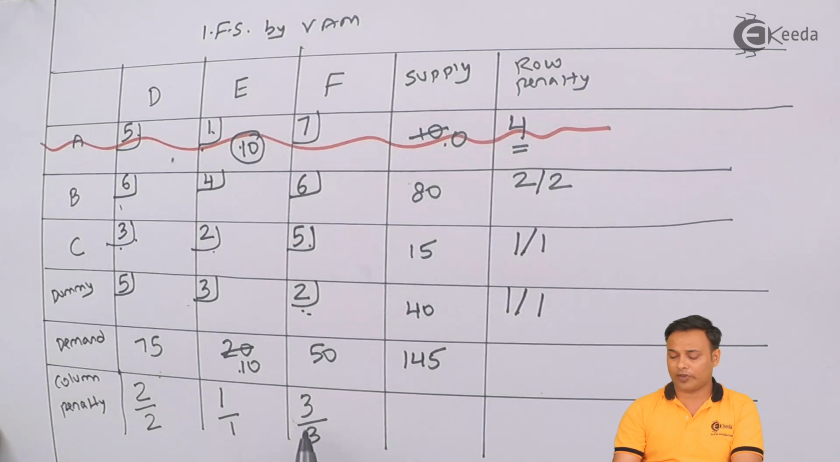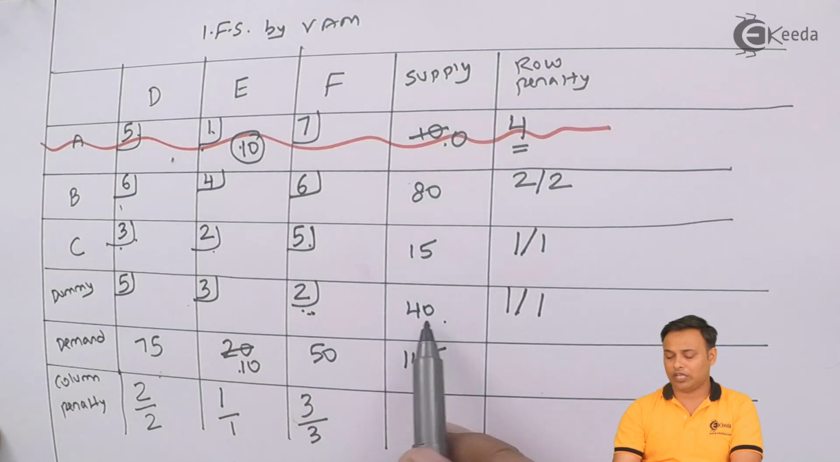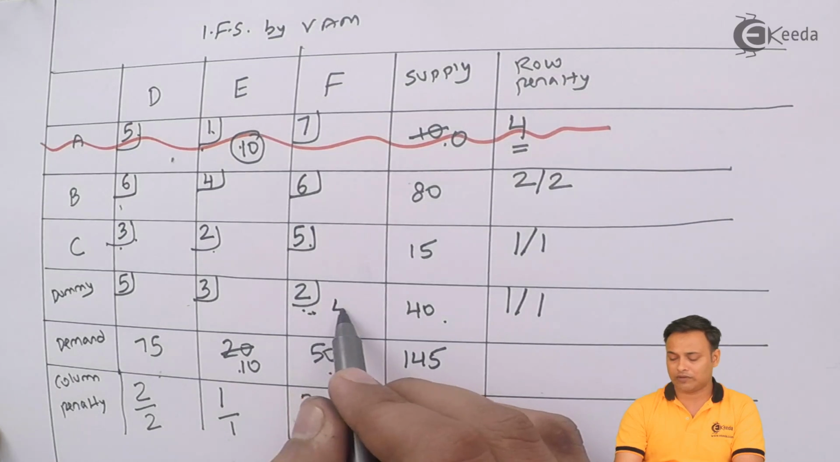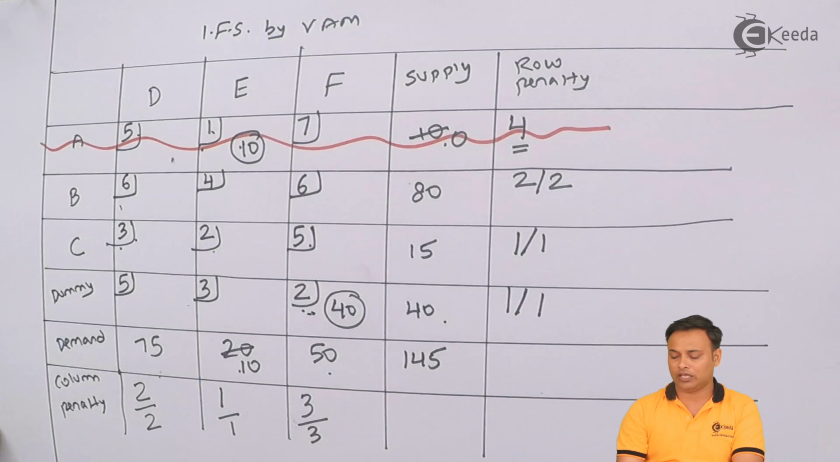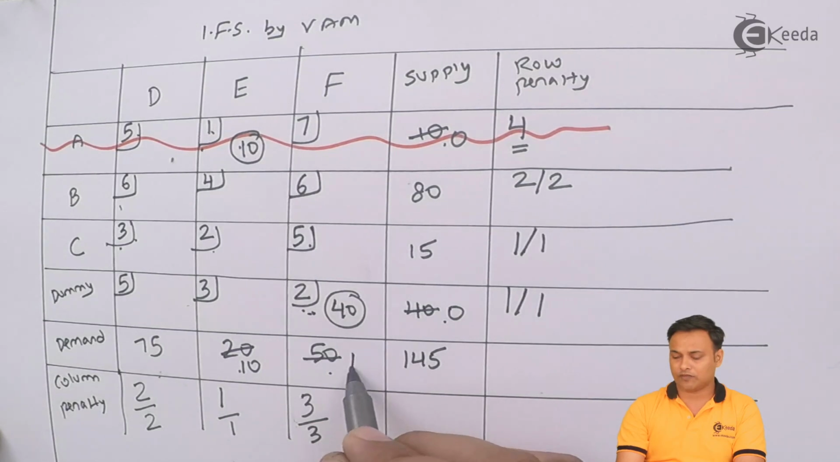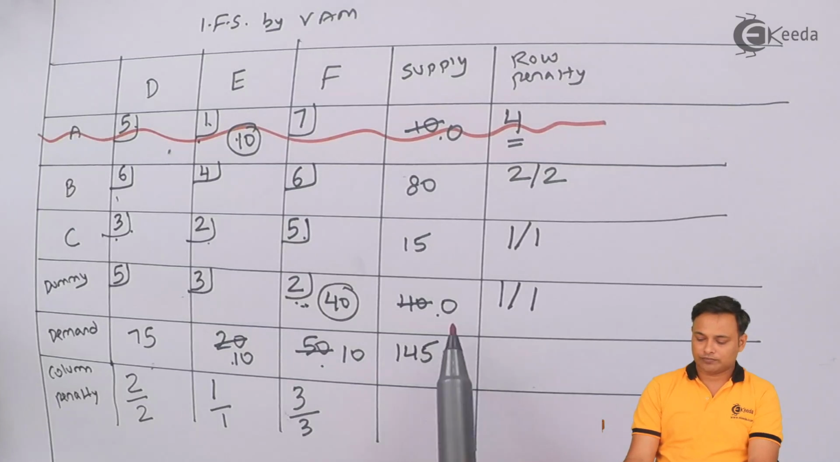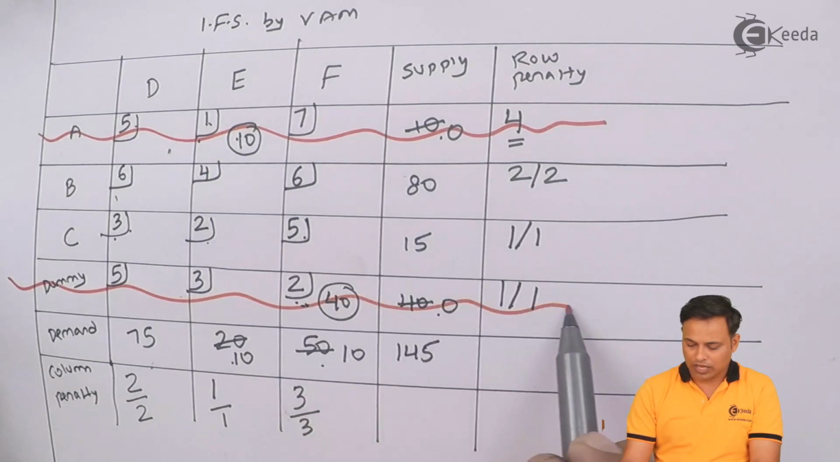At this stage, the lowest cost in the last column is 2. Your supply is 40, your demand is 50. Whichever is less, you will supply 40. 40 minus 40 is 0. 50 minus 40 is 10. Since we got a 0 in the last row, I will cancel the last row.